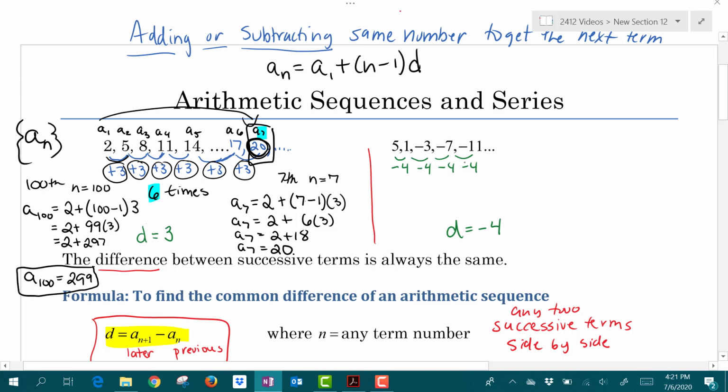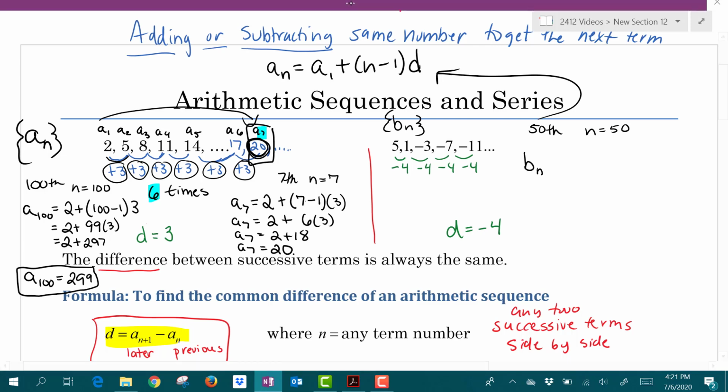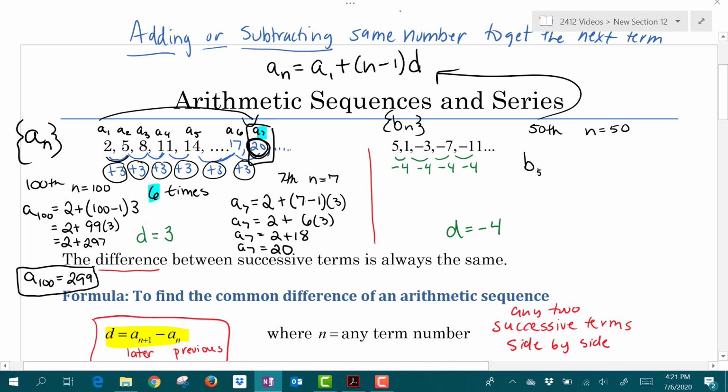So let's come over here to this second sequence, and let's say that I want to find the 50th term of this sequence. So I'm going to take the nth term formula and I'm going to set n equal to 50. I'm going to call this sequence B. So that means that when I want to find b sub n, our n value will be 50. So that would be the first term of sequence B, b sub 1, that would be 5, plus n minus 1 times the common difference of negative 4.